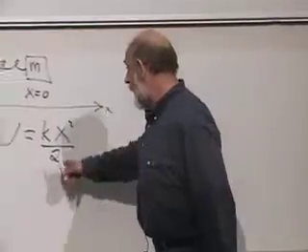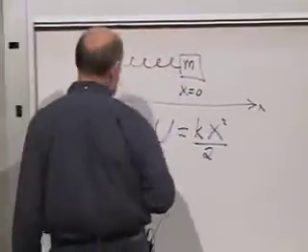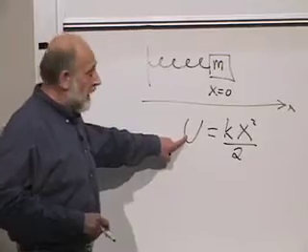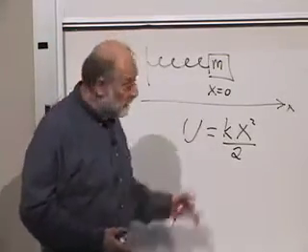Okay, so for a simple system like a spring, a good approximation is to say that the potential energy is positive.